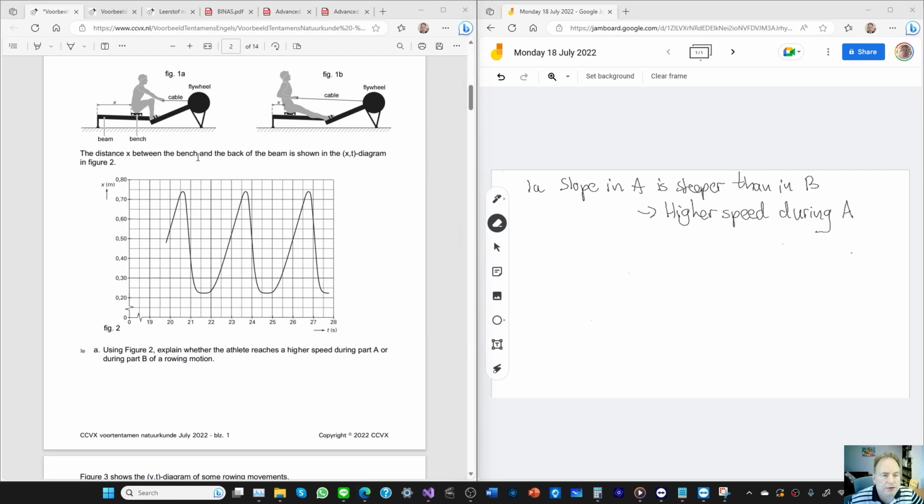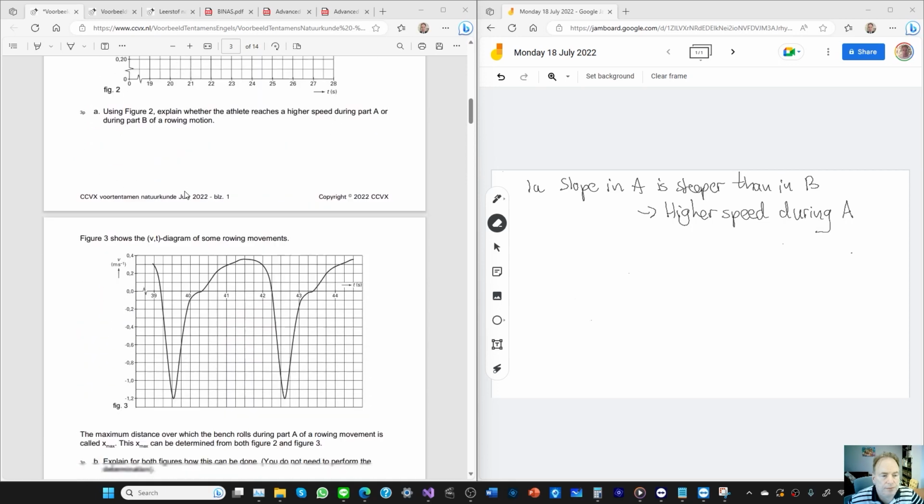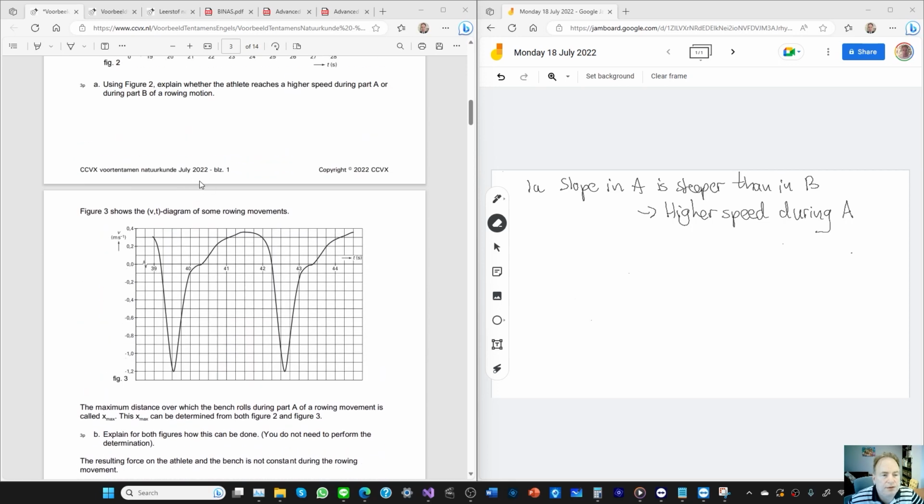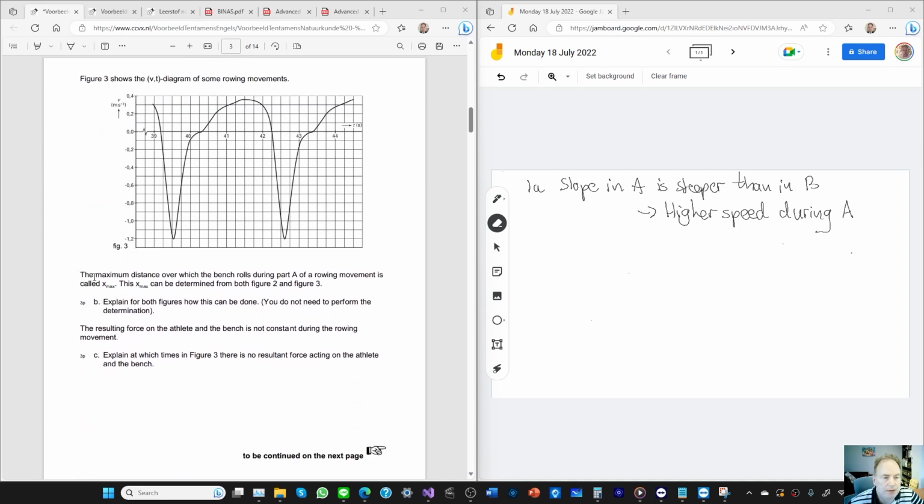Then question 1b. They show here a velocity diagram of some rowing movements, so velocity over time. The maximum distance over which a bench rolls during A of a rowing movement is called Xmax. This Xmax can be determined from both figure 2 and figure 3. Explain for both figures how this can be done. You don't need to perform the determination.